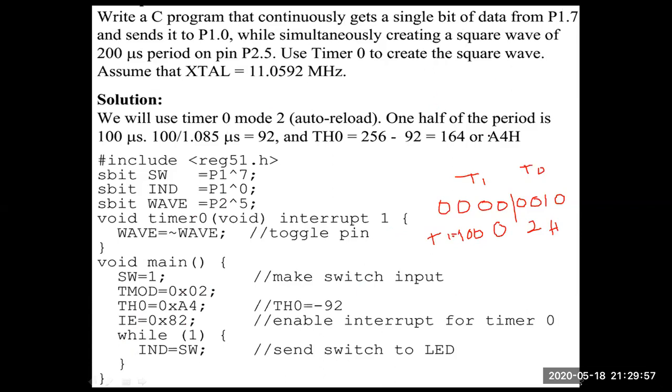So next you have to load TH0 with A4. So that is you got this A4 now. This 164 in hexadecimal is A4. So you have to load it into TH0, and next you have to enable the interrupt enable register. So interrupt enable is 82.